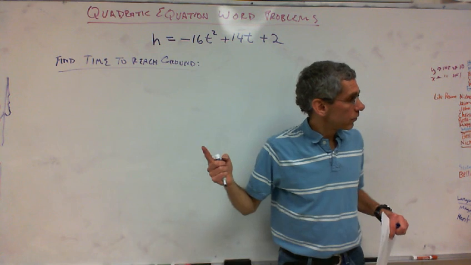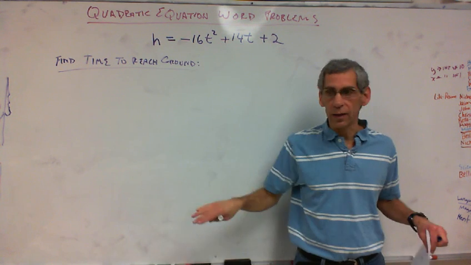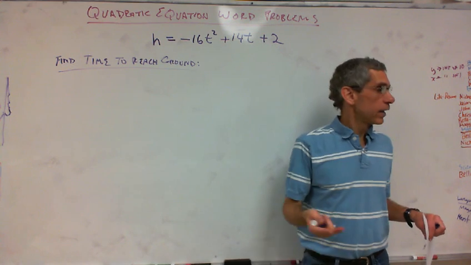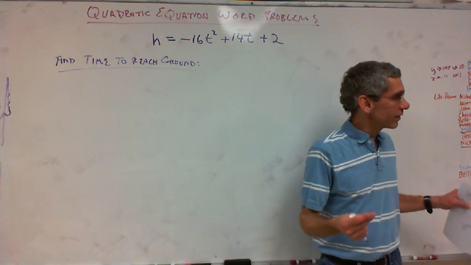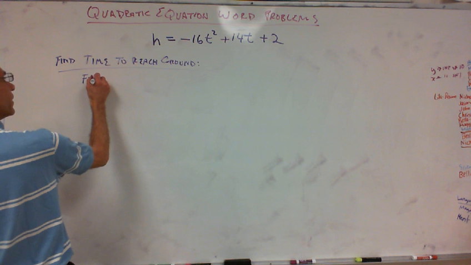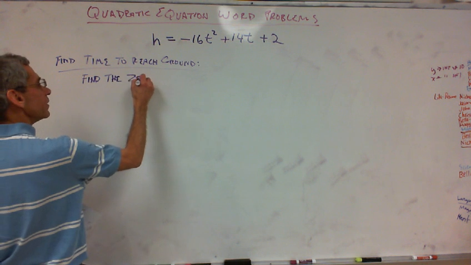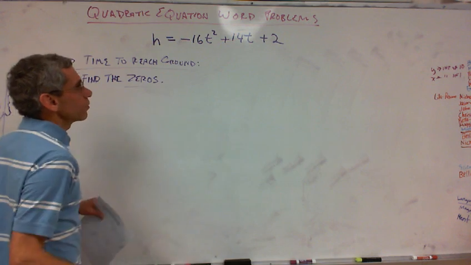What are they asking us to find? When it lands on the ground, what is that? When it lands on the x-axis, what is that? The zero. The zeros, right? That's all they're asking. Yay! You guys know these, you could do this in your sleep, right? So find the zeros is really what they're saying. They're not saying find the time it reaches the ground. Find the zeros, right? And that's what we want to find.